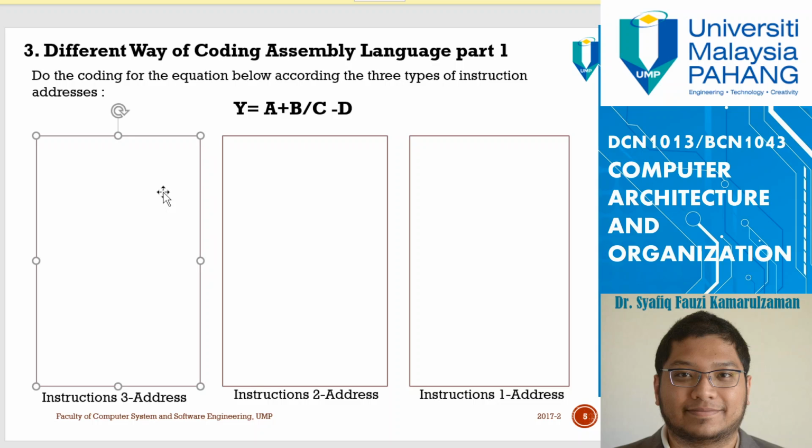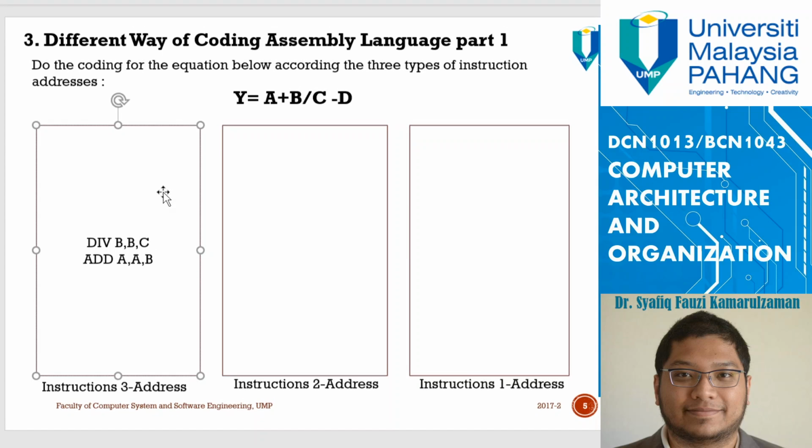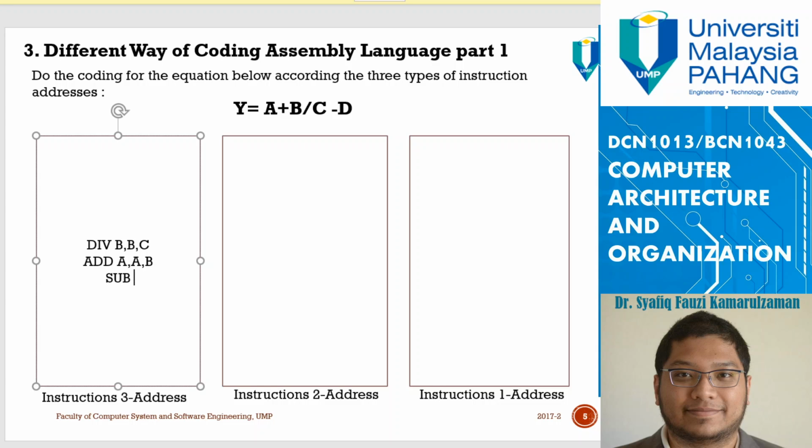Inside the equation, you need to do the division and multiplication first, so you can do divide B C. That means the answer of the division between B and C will be stored in B. Then you can do add A B, meaning the answer of the division will be added into A. Finally you can do sub A A D. The answer of the division added with A inside A will be subtracted with D, and the end answer will be stored inside A.